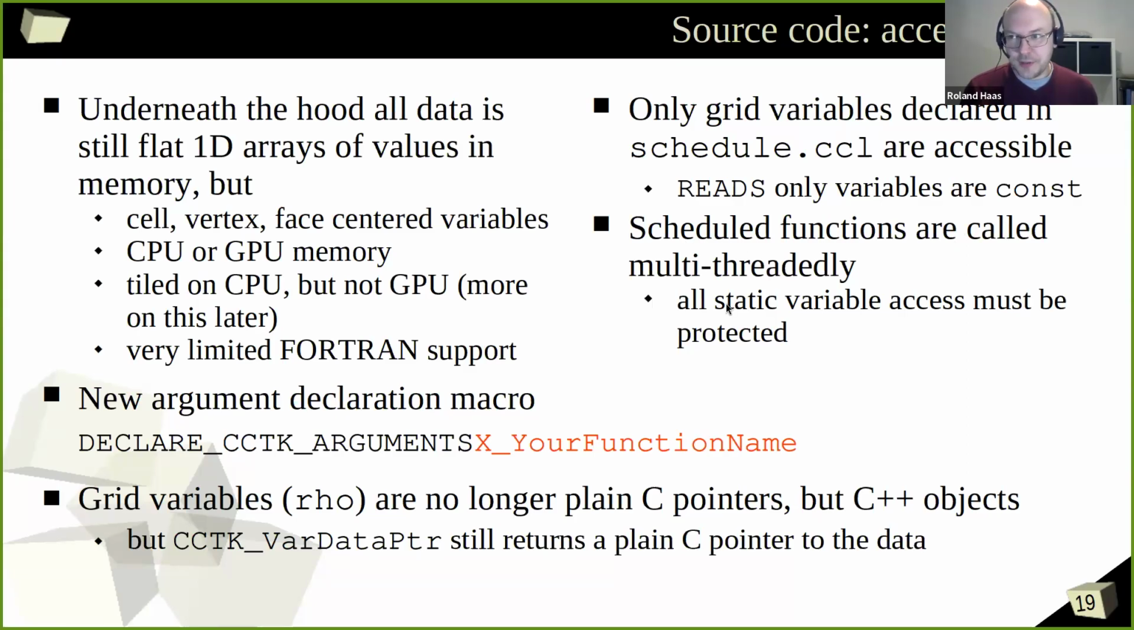That means all static variables that you've ever had in your scheduled functions, for example, you cache something because you only need it once, you read initial data, you do a pre-computation, all of this needs to be protected against multi-threading with an OpenMP critical section.